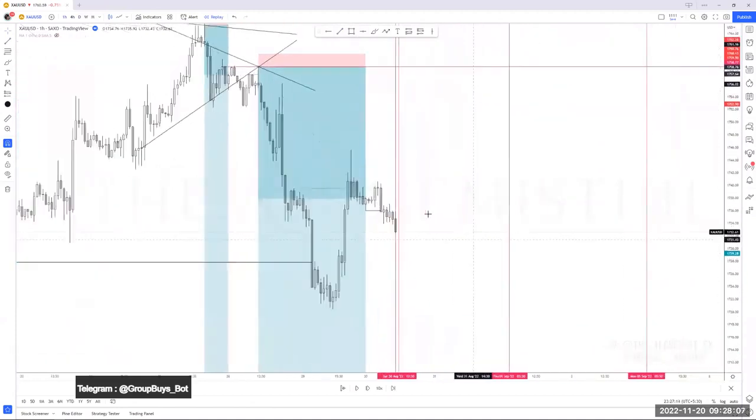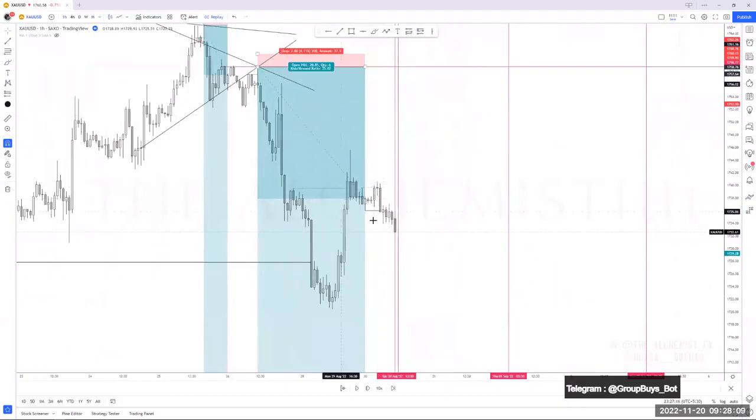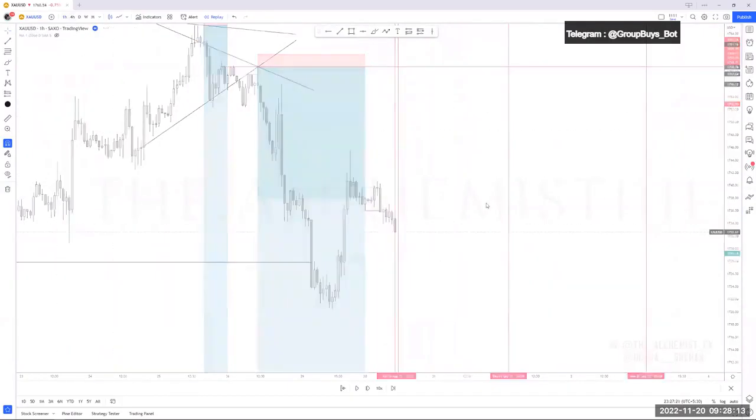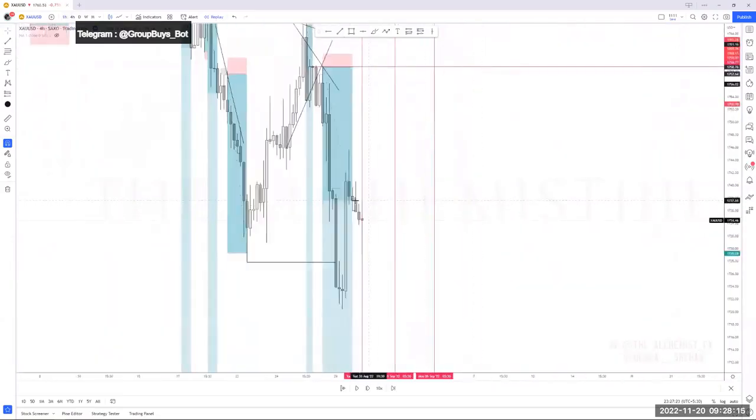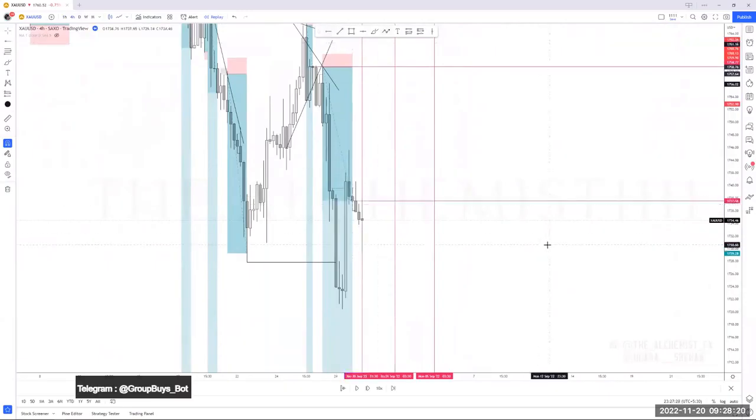Now what can we do when a strong high is created? We can go into the higher time frames to check our point of interest, right? Let's go to the 4 hour time frame. What is this? Open close level, right here.